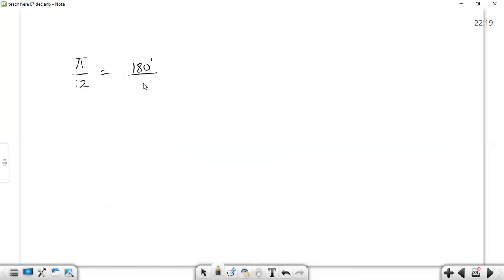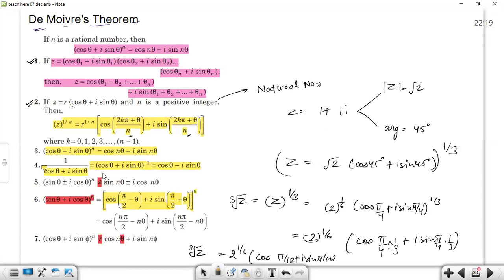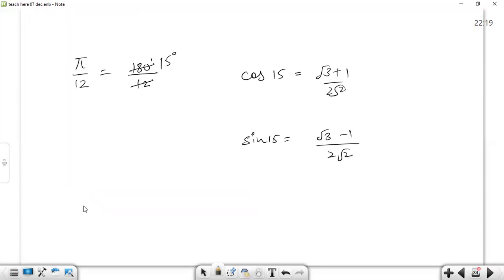If we convert this in degrees, this is 15 degrees, right? So what is cos 15? Can anyone tell me? We will learn it in the trigonometry chapter. So this is cos 15, this is sine 15. Now, if we have to find out the cube root of the complex number, what I'm teaching you now is the application of De Moivre's theorem.